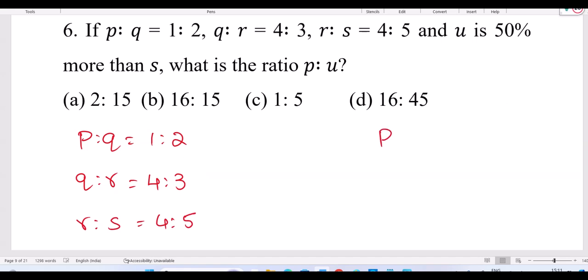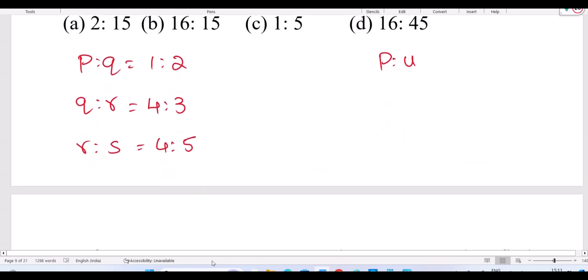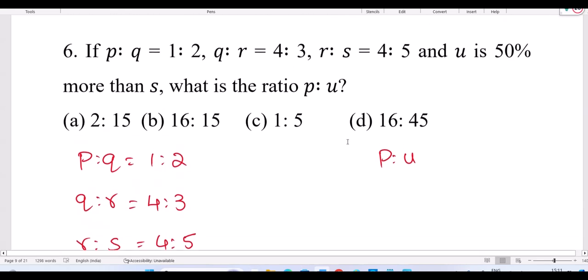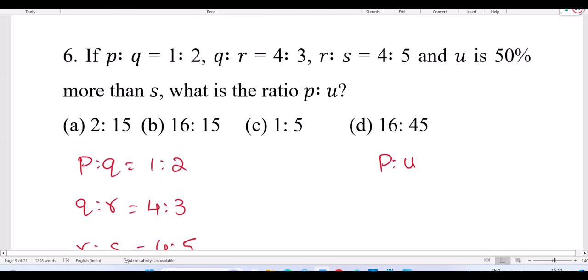You want P is to U, meaning S and U are required next. But S and U is not given in the question. You need to create the S and U ratio. There is some information given, and from that S and U need to be created.